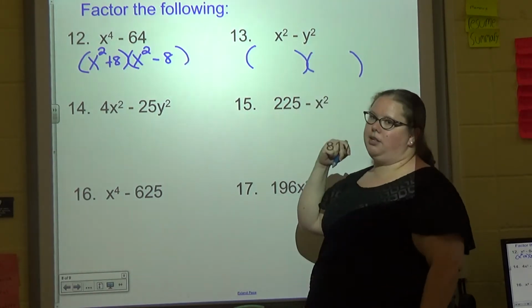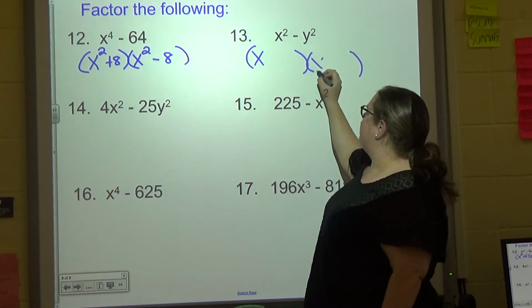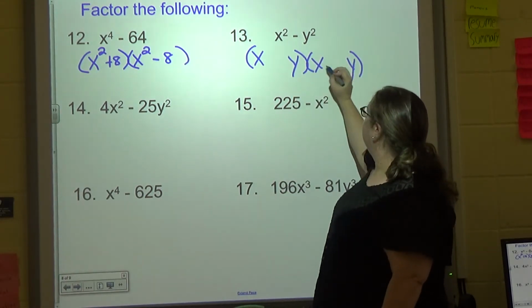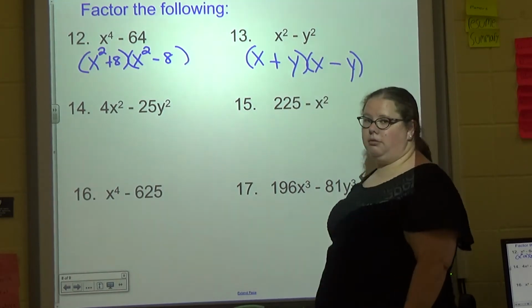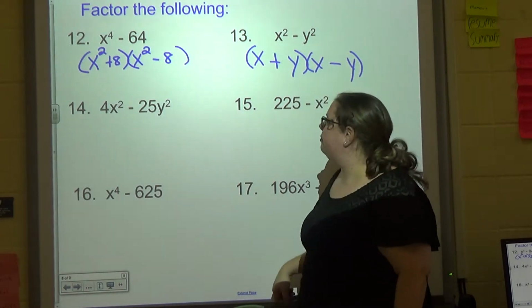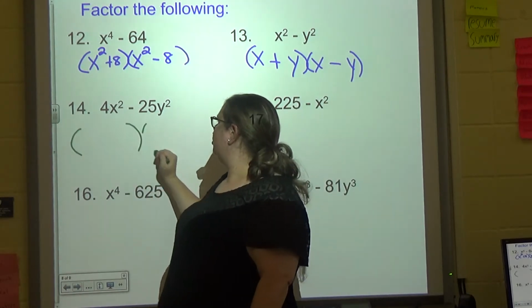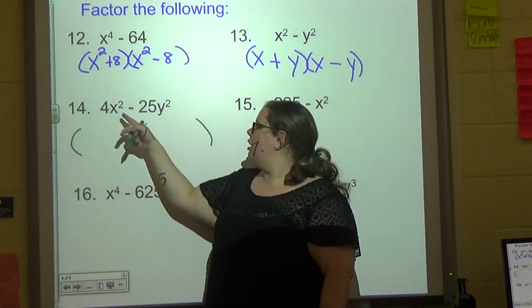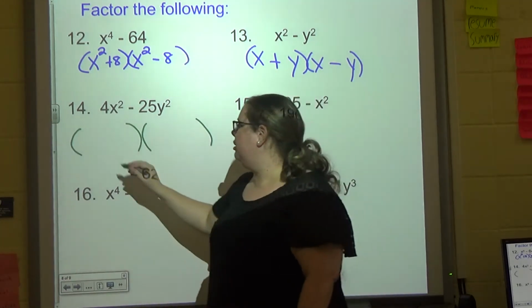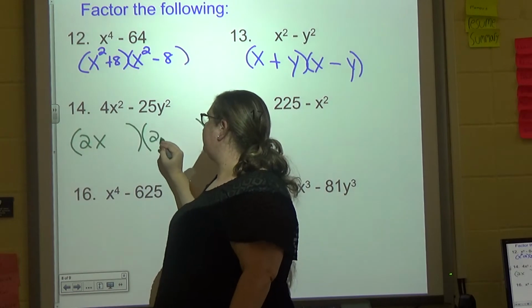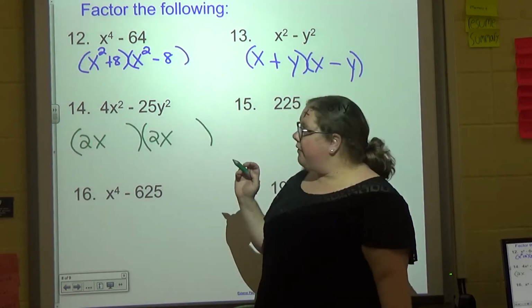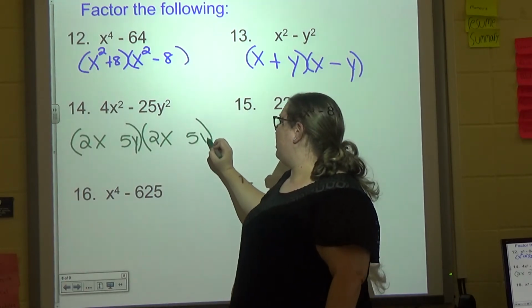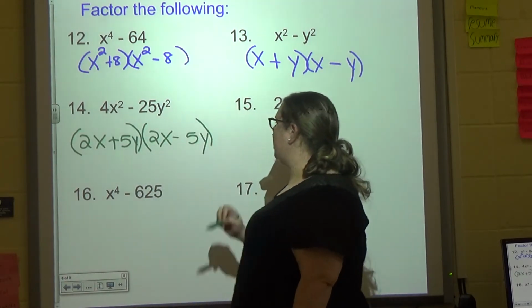What times itself is x squared? X times x. What times itself is y squared? Y times y. Plus, minus. Next one. Again, perfect squares everywhere, and I see a subtraction. What times itself is 4x squared? 2x and 2x. What times itself is 25y squared? 5y, 5y. Opposite signs.